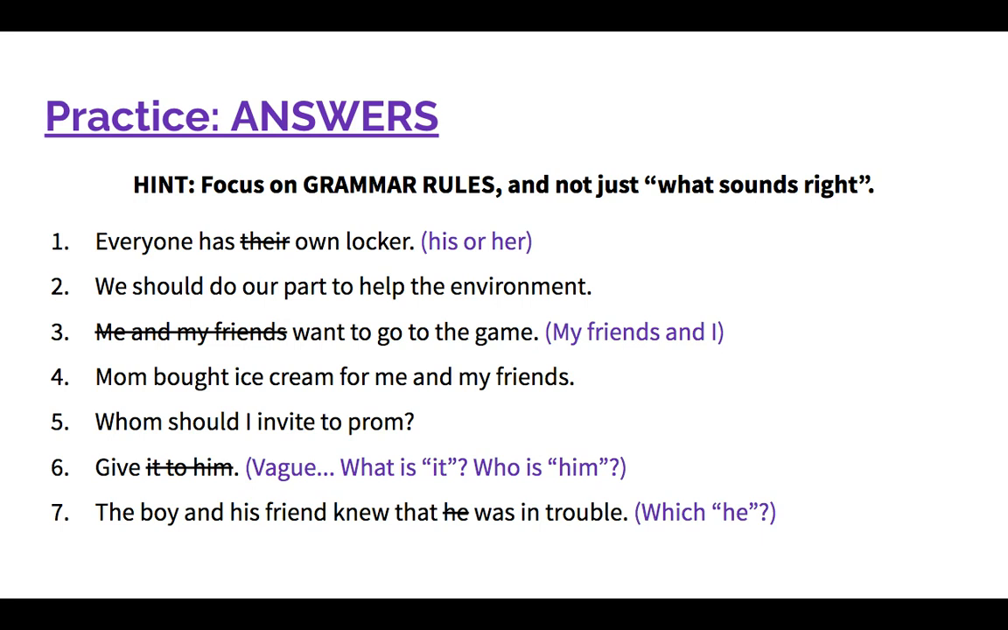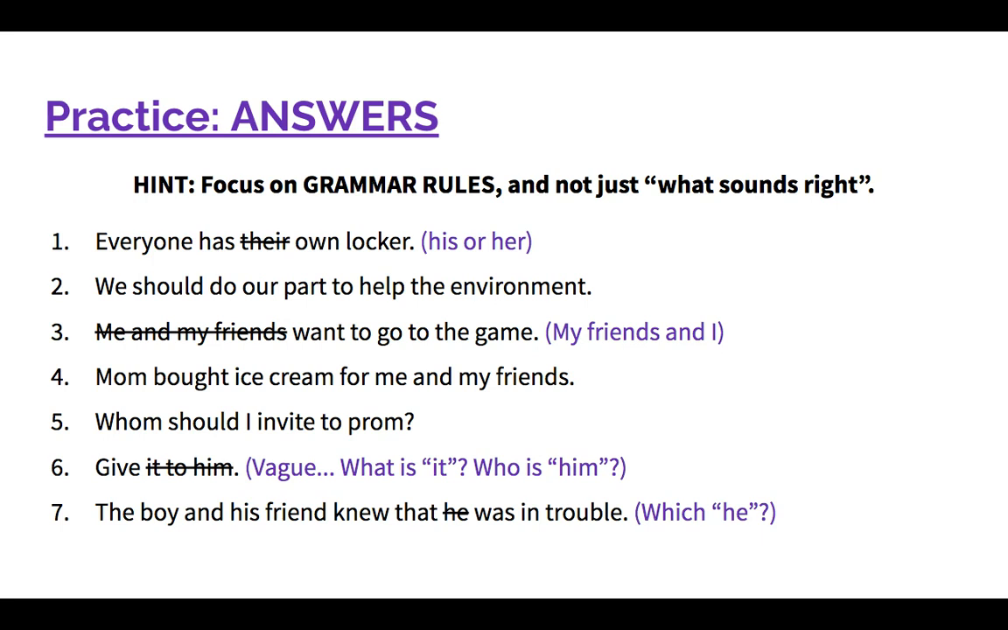And I. Number 4 was perfect the way it was. Mom bought ice cream for me and my friends. Great. You wouldn't say mom bought ice cream for I. Okay, so if again you take off my friends, you would not say mom bought ice cream for I. You would say for me because it is an object. You are receiving the ice cream.